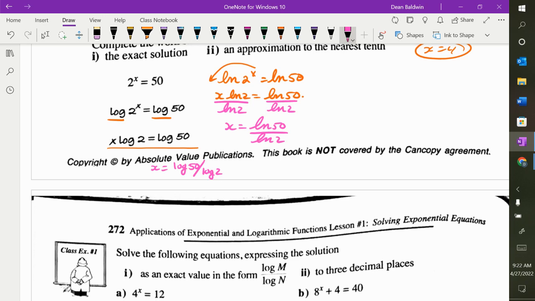Okay. So now you're going to get into this whole exact solution and the decimal solution. All right. The exact solution is that natural log of 50 over natural log of 2 or log 50 over log 2. That is the exact answer. It's like writing 1/3. Okay. The decimal is when you put it in your calculator. So what is natural log of 50 divided by natural log of 2? Actually, I don't even know it.